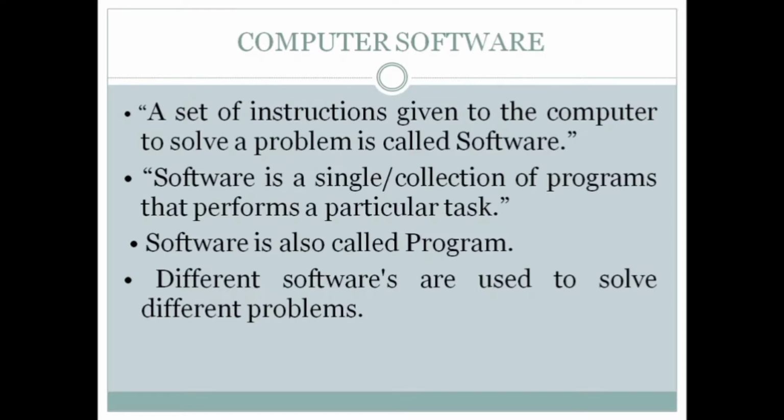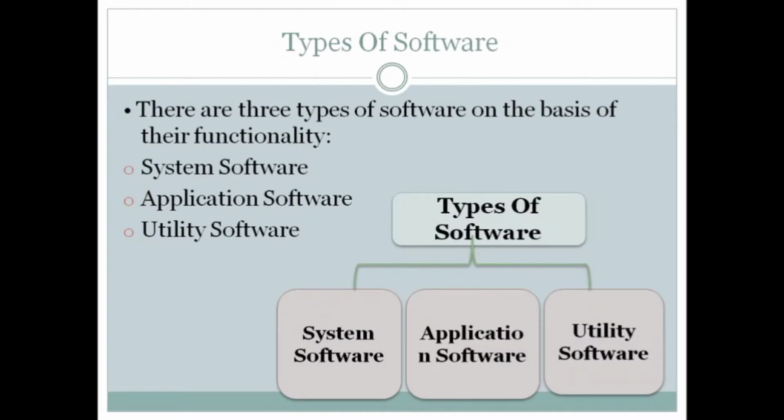Software is also called programs. Different softwares are used to solve different problems. So here we have three types of computer software. It means we can categorize computer software into three parts on the basis of their functionality. Number one, the system software. Number two, the application software. And number three, the utility program.